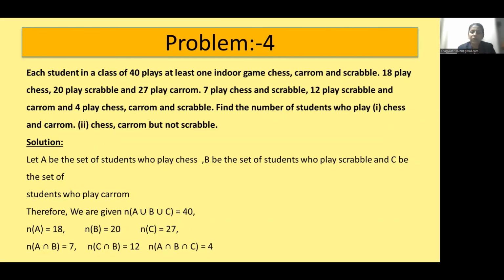n of A is equal to 18, n of B is 20, n of C is 27, then n of A intersection B is 7, C intersection B is 12, A intersection B intersection C is equal to 4.